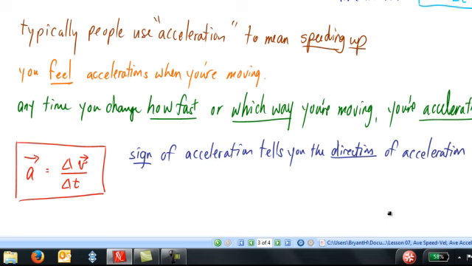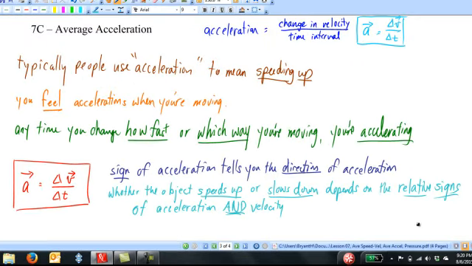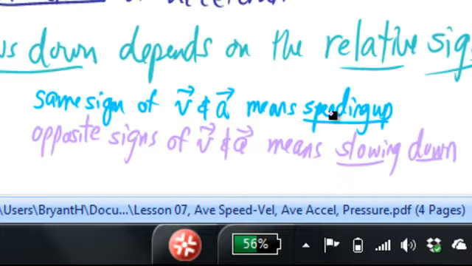It turns out that whether the object is getting faster or getting slower depends on the relative signs between the velocity and the acceleration. If the velocity and the acceleration have the same sign, then the object will be increasing its speed. On the other hand, if velocity and acceleration have opposite signs, then the object will be slowing down. So just because acceleration has a positive sign doesn't always mean the object is speeding up. We'll get a lot more practice with this in future lessons, so if you don't get it right away, it's not something to sweat too much at this stage.